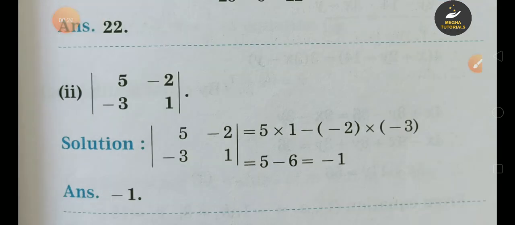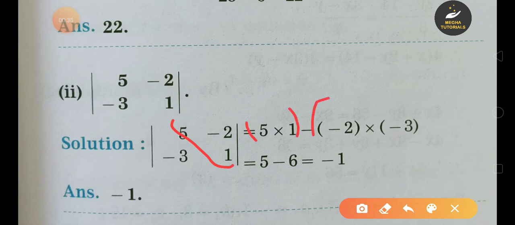Second question is 5 minus 3 minus 2 1. So we will start from the left top. So 5 1s are 5, so 5 into 1 minus, in another bracket, minus 2 into minus 3. So 5 ones are 5 and a minus sign as it is. Minus 2 into minus 3 will be plus 6. So 5 minus 6 is equal to minus 1. This is your final answer.